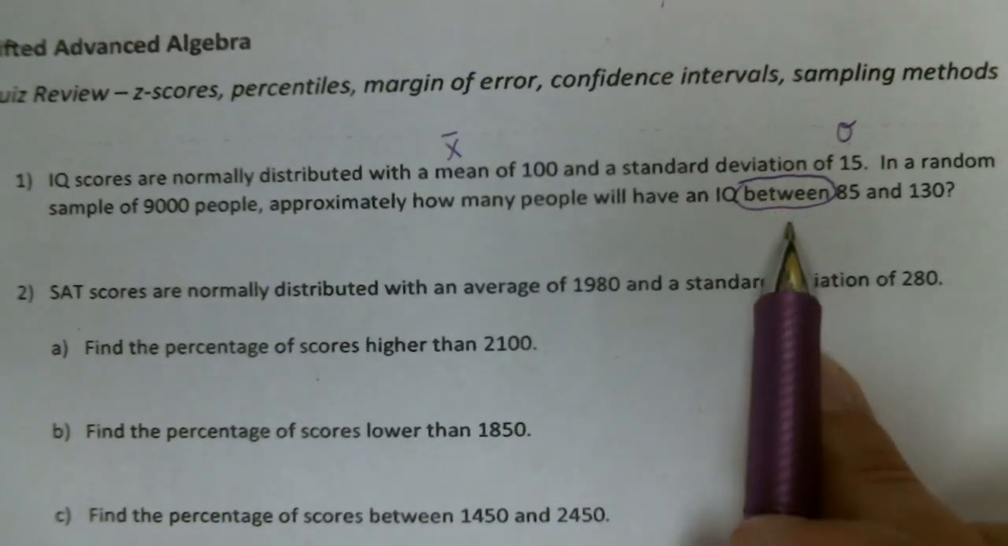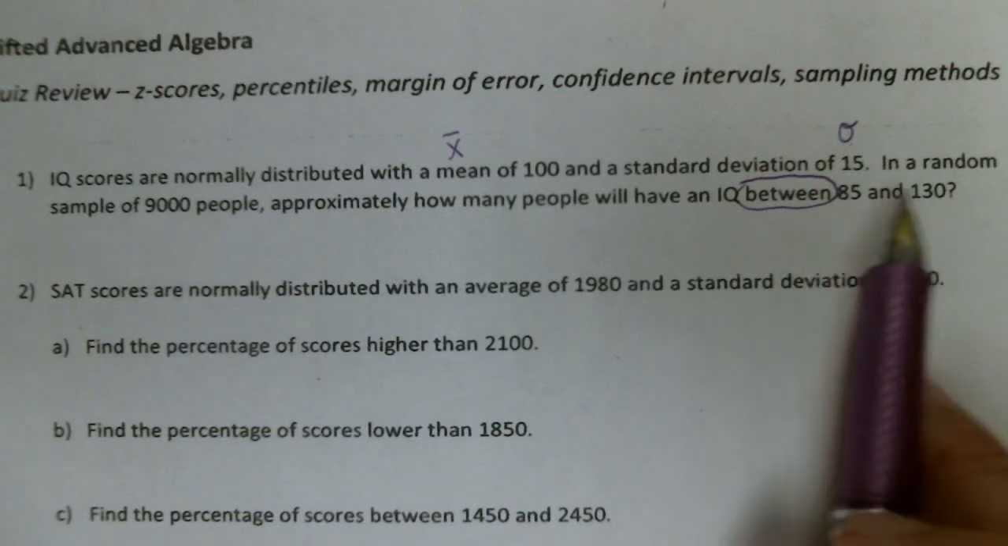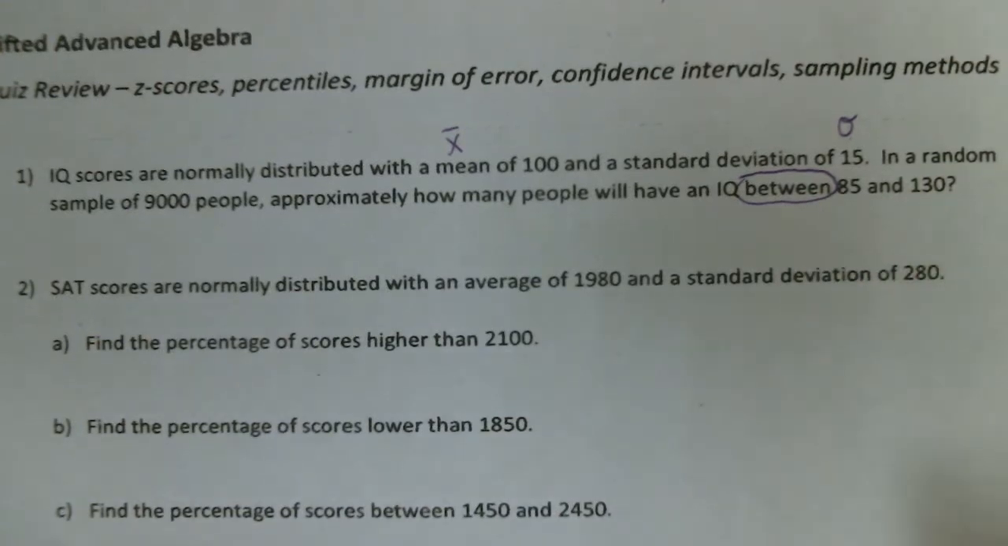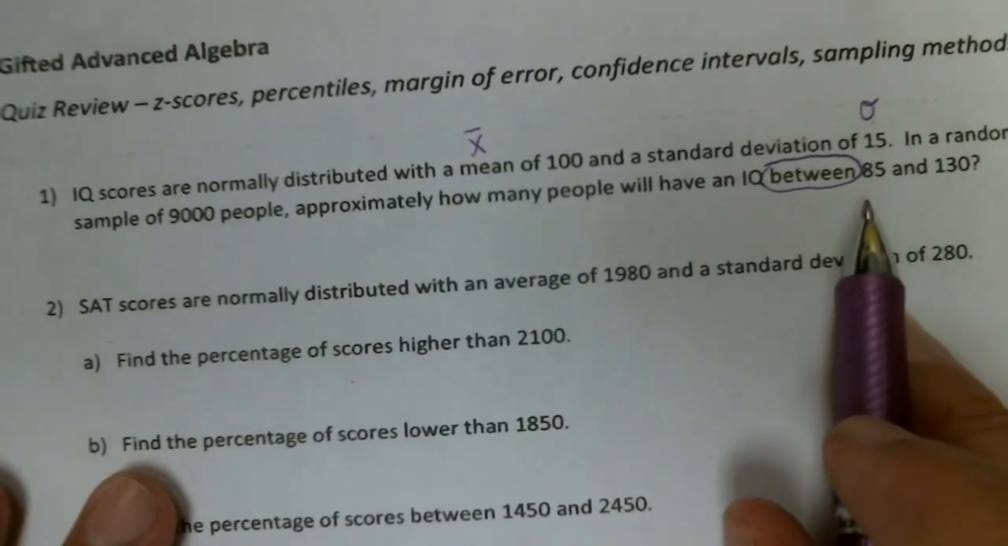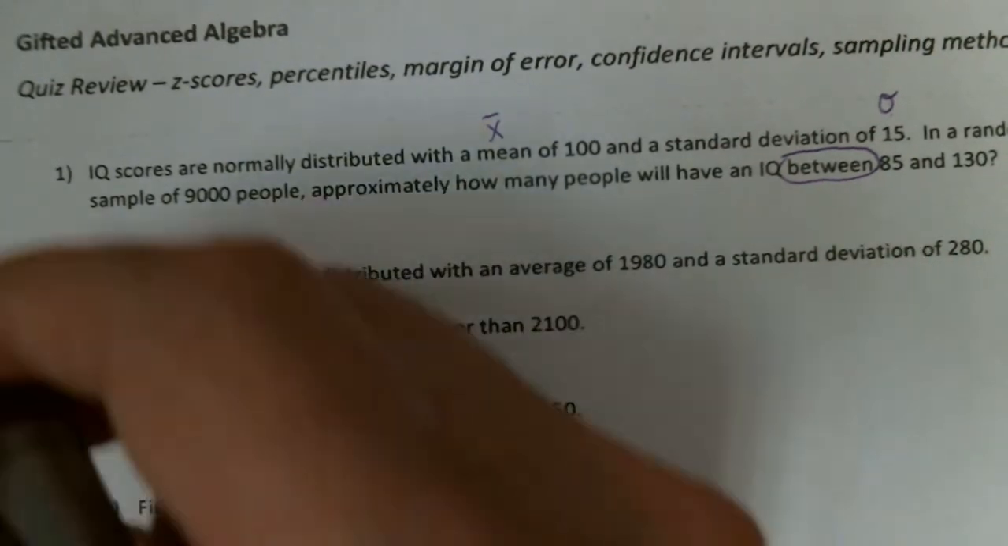So what I want you guys to remember is when you see the word between, you need to get the two z-scores for these raw data points, and then you're going to subtract them. Okay. So the first thing that I'm going to do is calculate the z-score for 85, and as you might anticipate, we kind of already know what these are, but let's go ahead and calculate them anyway, so maybe the light bulb goes off.